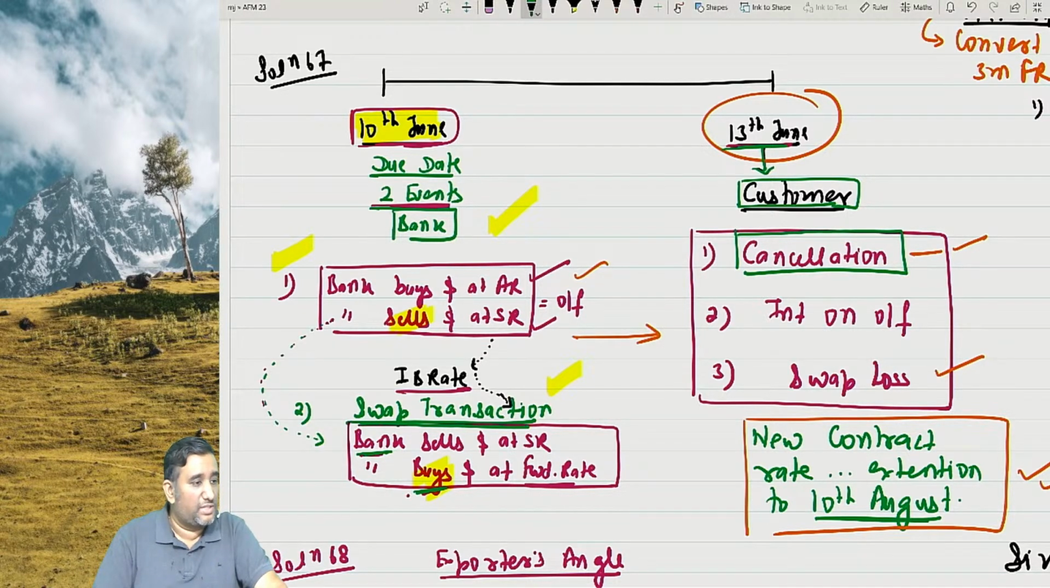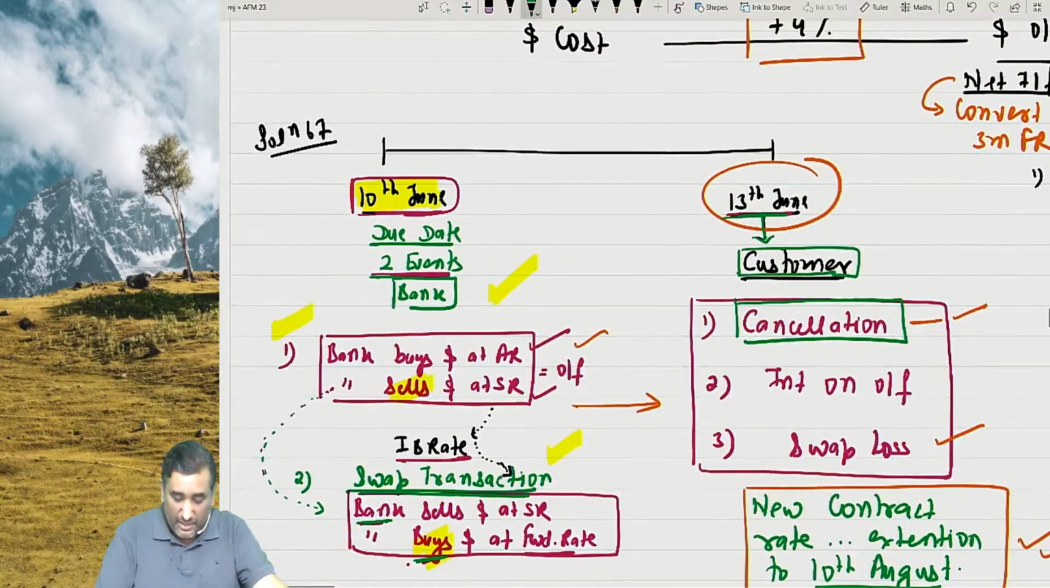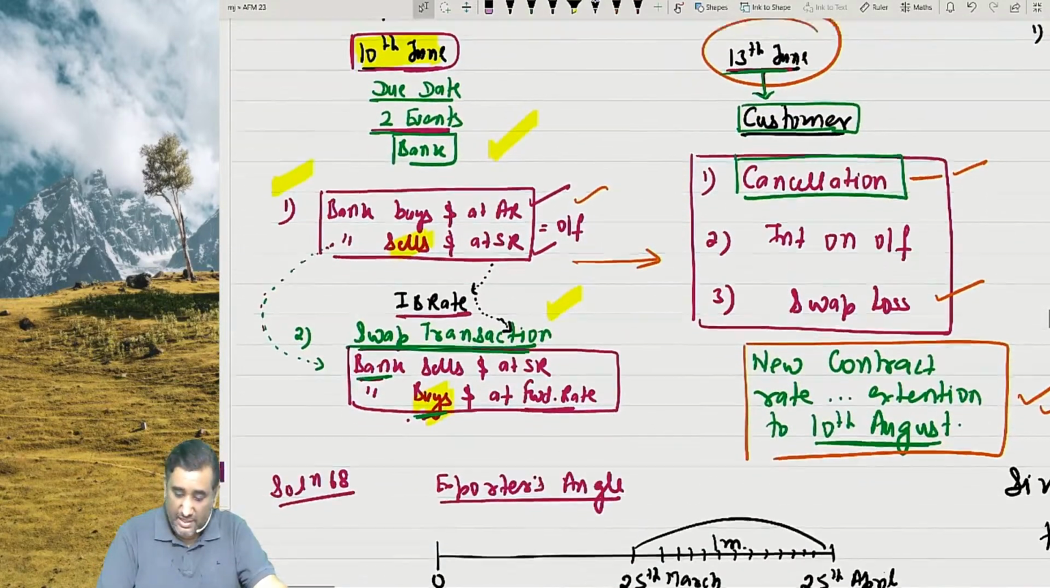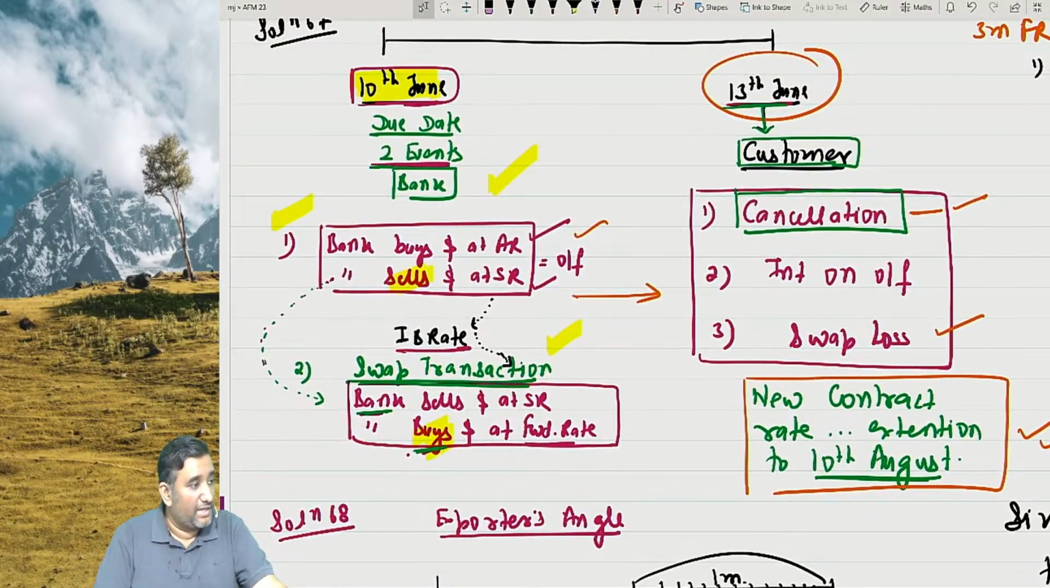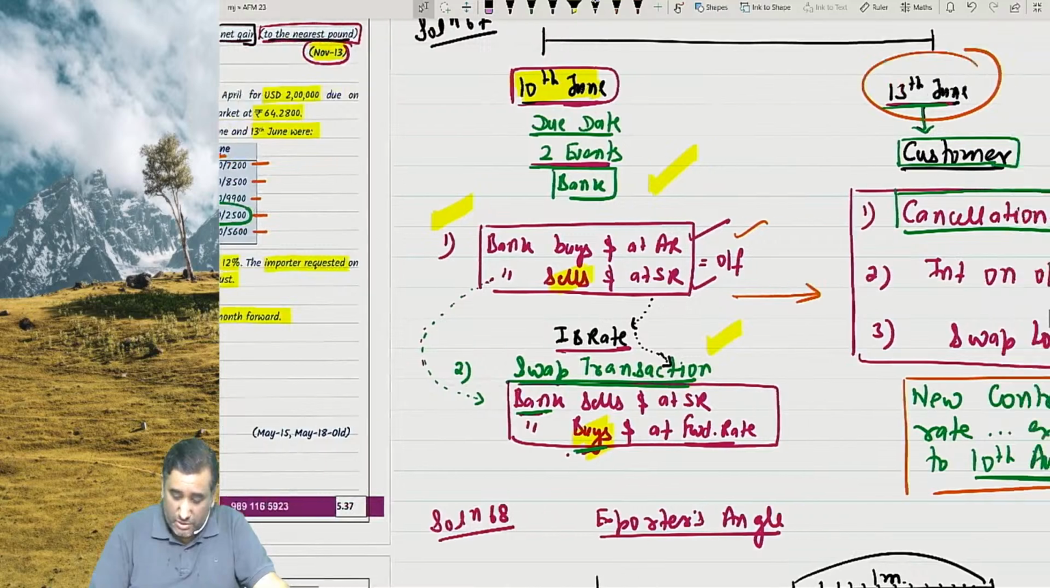It's the customer who is cancelling. Import customer when cancelling: the importer's original contract was to buy, so cancellation would be sell. If you sell, which rate do I apply? Bid rate. You are selling, minus margin. So I go back to the transaction again. The cancellation will take place at the bid rate minus what? Margin.